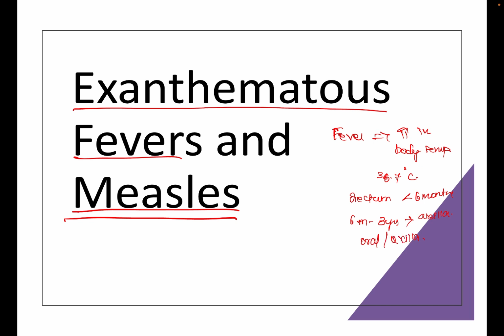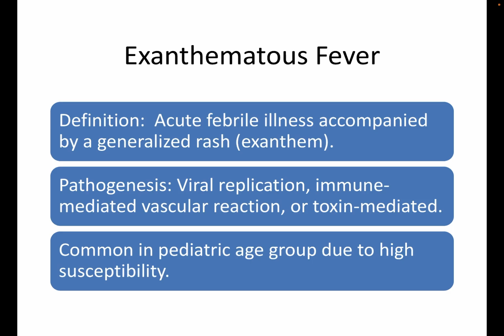Okay, now coming to exanthematous. So what do you mean by exanthematous? Exanthematous is a type of rash. So what do you mean by rash? We generally tend to call something a rash when there is a change of skin, in terms of color, appearance and texture. So this is what we call a rash. Okay, so what is an exanthematous fever? It is an acute febrile illness accompanied by generalized rash.